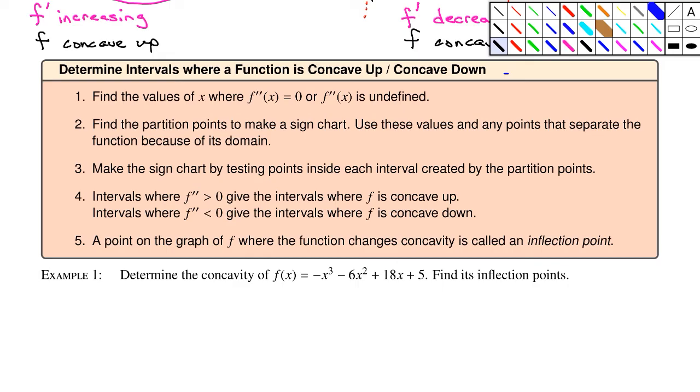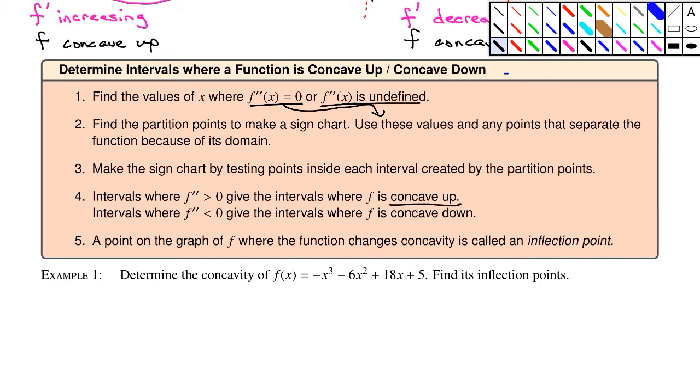So you find the values where the second derivative is 0 or undefined, and any other points that split up the domain, those are the ones you use to make the sign chart. Step 3, make the sign chart by testing points inside each interval created by the partition points. And then if the second derivative is positive, then we have concave up.